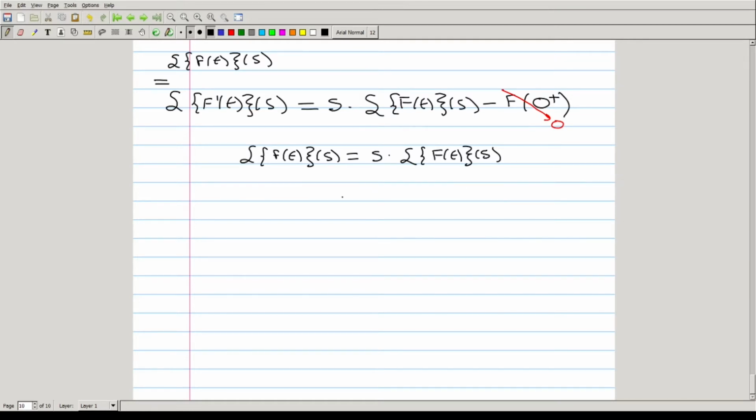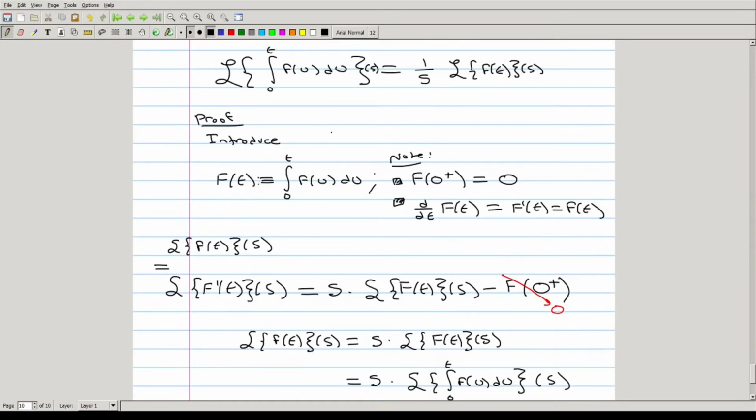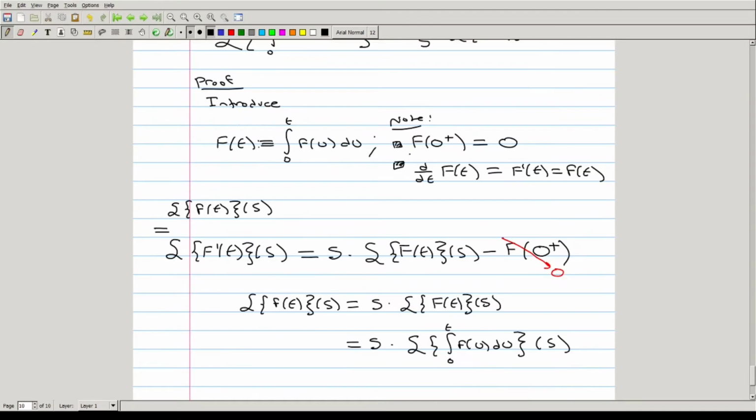which completes the proof. This is saying that s times the Laplace transform of the integral from 0 to t of a function of lowercase f is equal to the Laplace transform of f, and dividing by s gives you this equation right here.